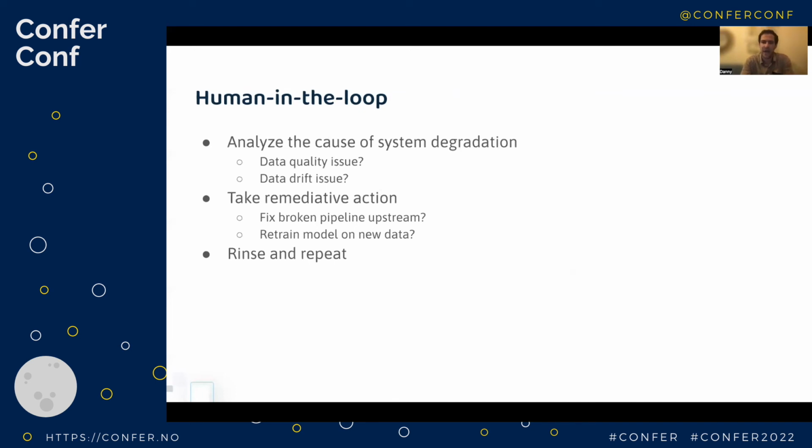So let's break down what happened here a little bit. The human in the loop here, the machine learning engineer, can analyze the cause of system degradation. They can figure out, is it a data quality issue, a data drift issue, and go on from there. Going on from there means taking some kind of remedial action, be that fixing a broken data pipeline, retraining a model on new data, whatever it might be, and then they can rinse and repeat and get notified the next time the model breaks.